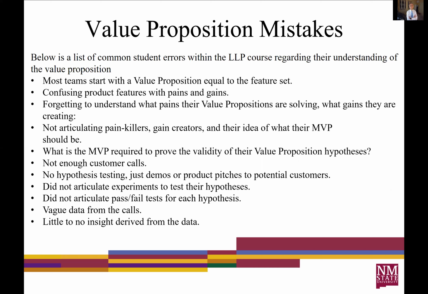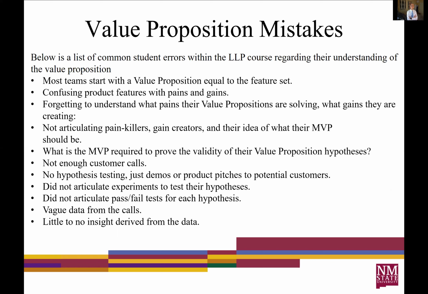The next bullet, forgetting to understand what pains or value propositions are solving, what gains they're creating. Okay? So again, always going back to know what you're trying to do, what problems you're trying to fix, and what things you're trying to improve upon. The next bullet, not articulating painkillers, gain creators, and their idea of what their minimal viable product should be. Okay, so you need to always be able to articulate what your app is going to do, how it's going to fix people's problems, and how it's going to improve their business or their lives, or what it's trying to do.